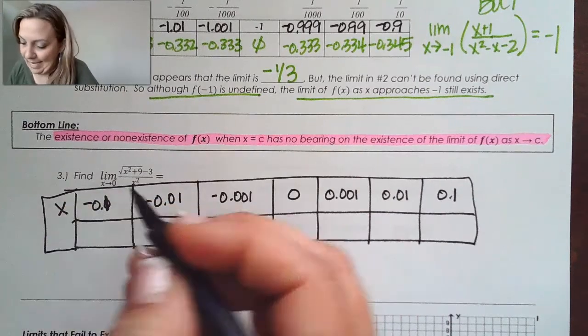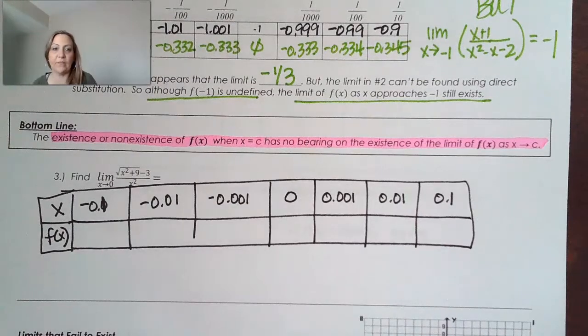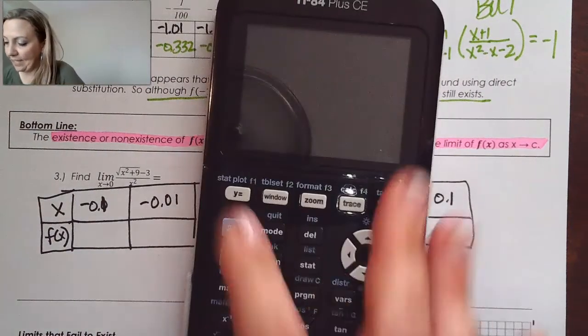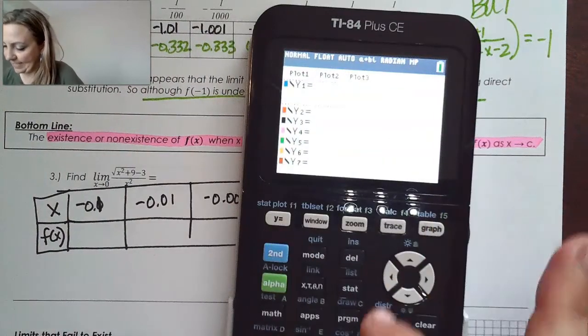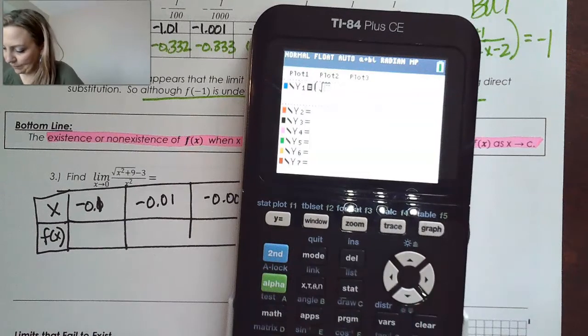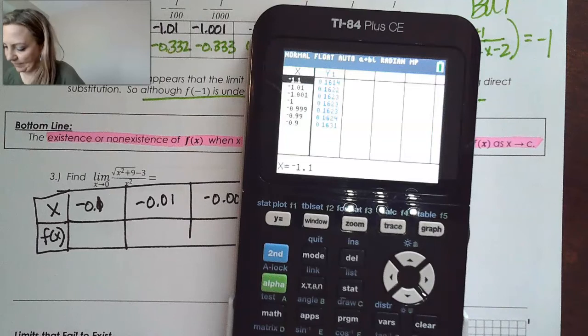And this is going to be x, and I will just call this f of x. And so we'd want to put this in the calculator as well. So now we can define this as the square root of x squared plus 9 minus 3 divided by x squared. And then we can use these values in the table, negative 0.1, negative 0.01, etc.